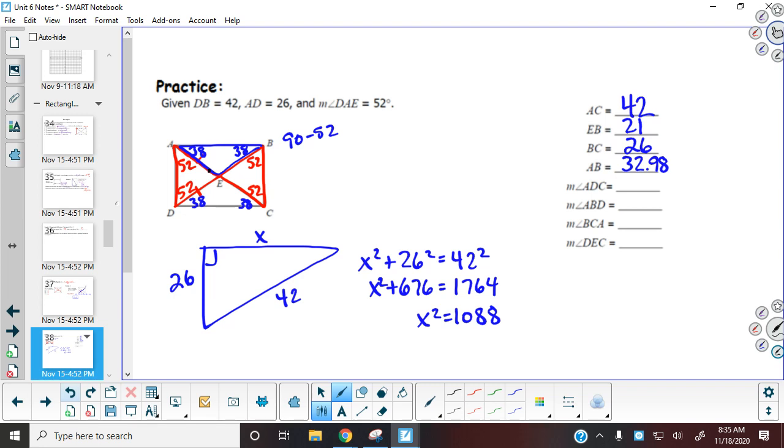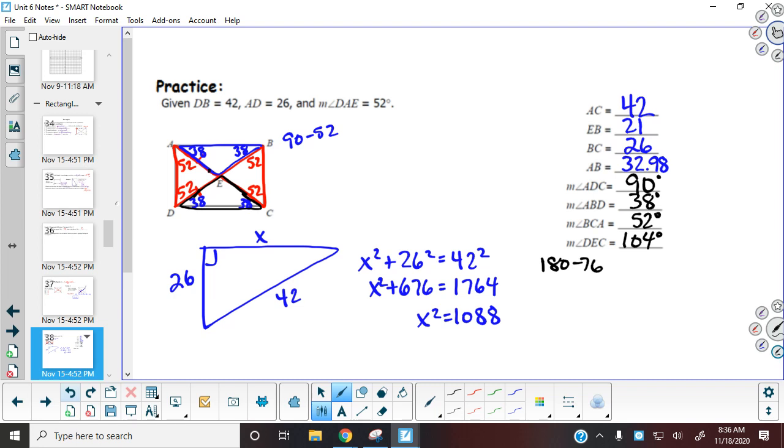So ADC, if I'm going to trace that, ADC is the big angle here in the corner. That's my 90-degree angle. ABD is this angle up here in the corner, so that's going to be 38 degrees. BCA, if I go from B to C to A, that's going to be the 52 degrees in that corner. And then DEC is this angle here. I'm going to finish that triangle out, and I can do 38 plus 38, which gives me 76, and then 180 minus 76, which gives me 104 degrees.